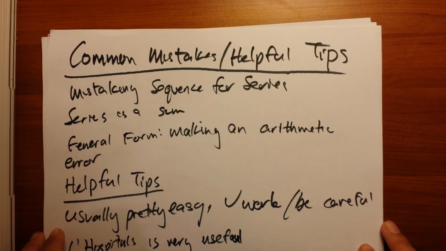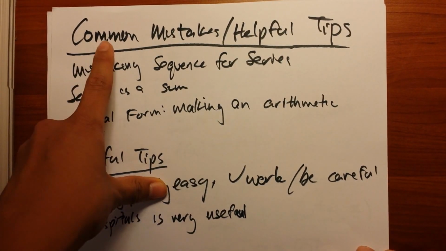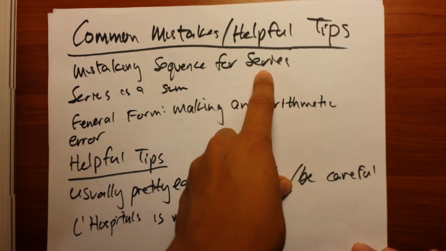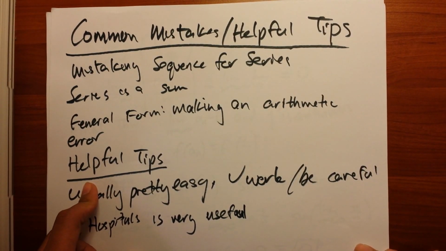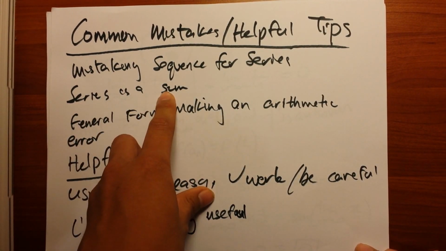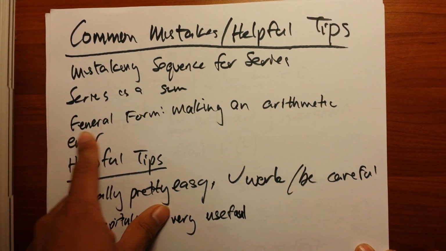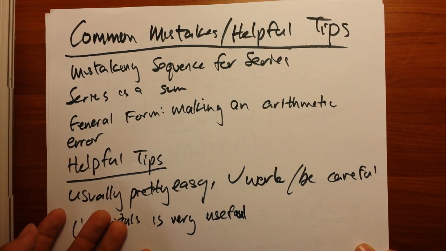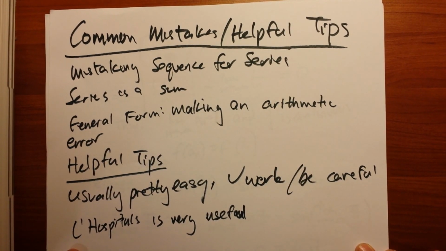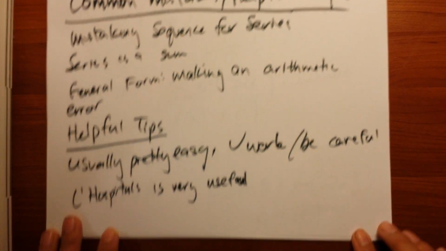Now some common mistakes and helpful tips. One of the most common mistakes is mistaking a sequence for a series. I did that at the beginning of the video, if you didn't hear. A series is a sum, and a sequence is a list of numbers, so we cannot make this mistake. Another one is just computational errors, and just messing up in arithmetic. Other than that, there are not that many common mistakes.